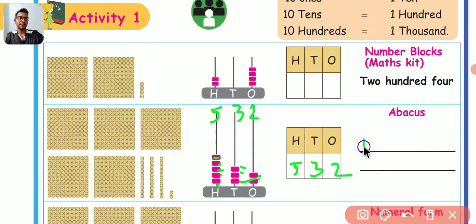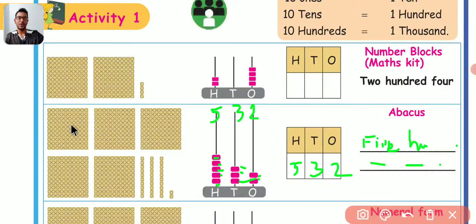Here you have to write 500, F-I-V-E 500, H-U-N-D-R-E-D 500, and 32, T-H-I-R-T-Y 32, T-W-O. Here you have to write the number name. Okay, so this is in number blocks.